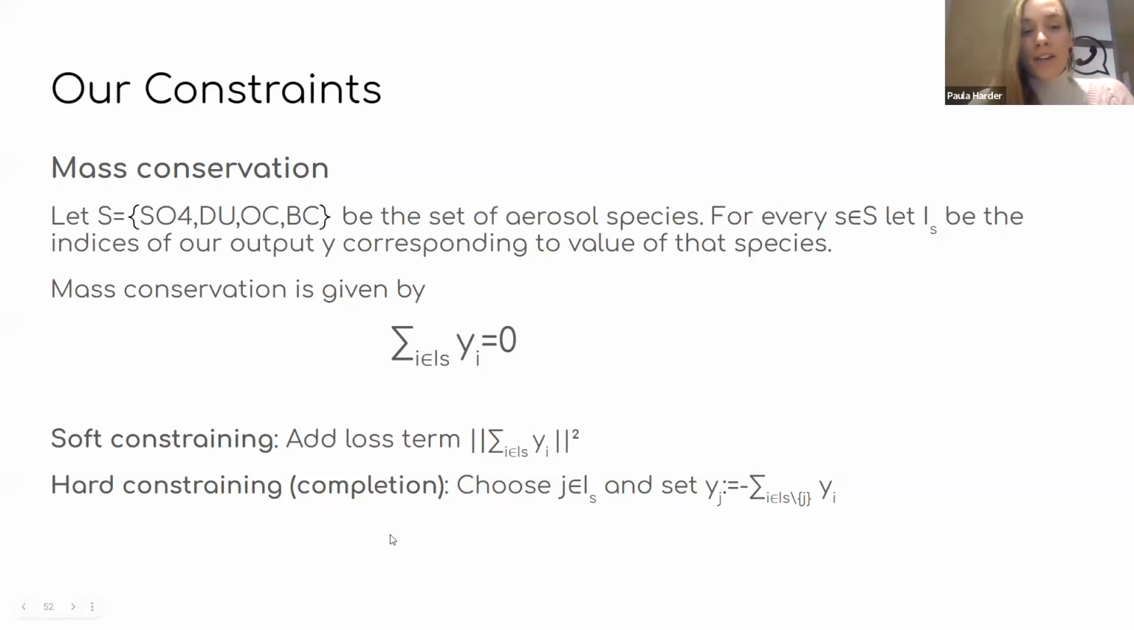Or you could do something called completion, where you choose one variable, or select it randomly, and set it as minus the sum of the other variables of that species. So by construction, they add up to 0 again. This can be done either offline or online, meaning you can do it already while training or after. And here it didn't make a huge difference for us to include it or not during training.